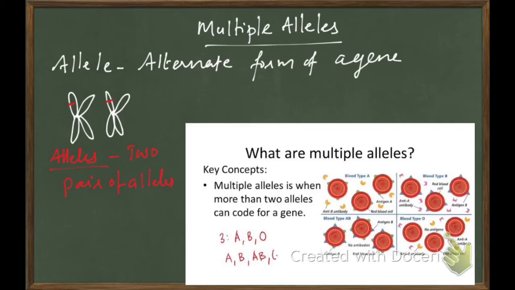When we look at some traits, we can see more than two alleles controlling one character. We can see this in different individuals. That means if I take one individual, I could find two types of alleles in that particular individual. For example, A and the other one is B.